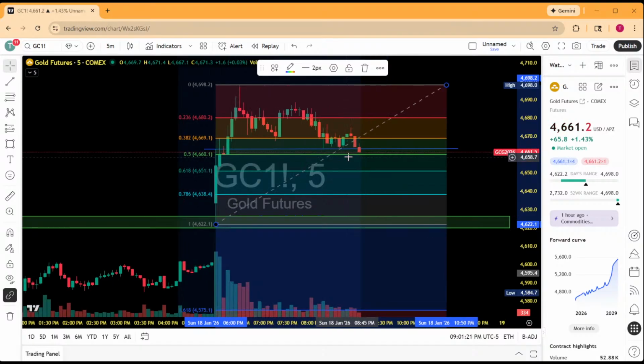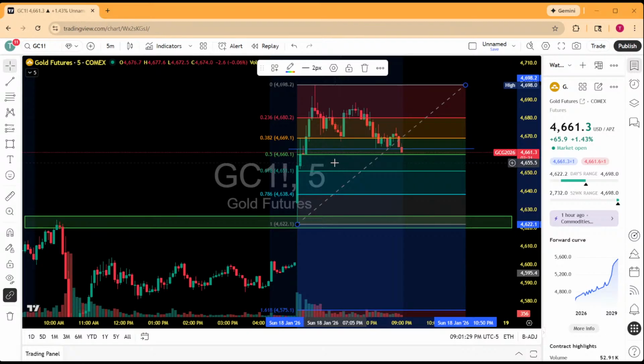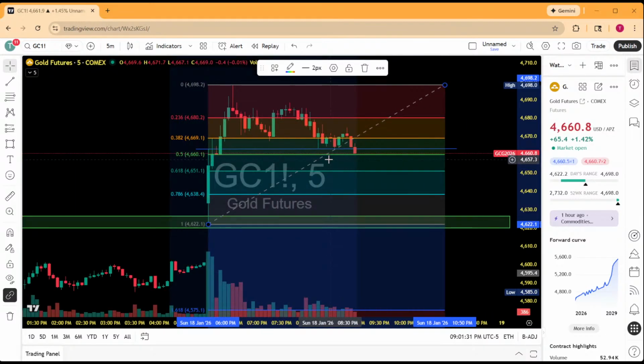Either wait for the market to make a lower low, come back again, and find a high. It should cross this 4674 and then it's a buy. Until then we have to wait in the market, right? This is how this thing works. All you have to do is wait in the market sometimes.